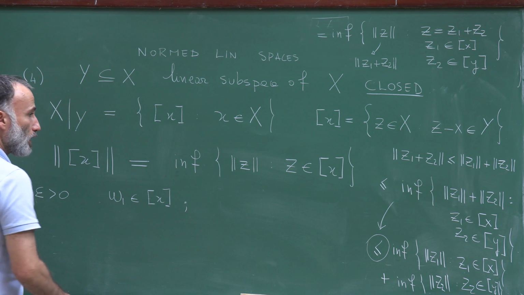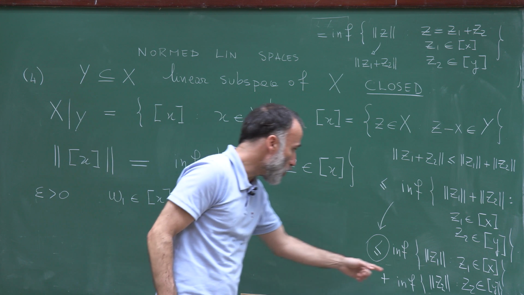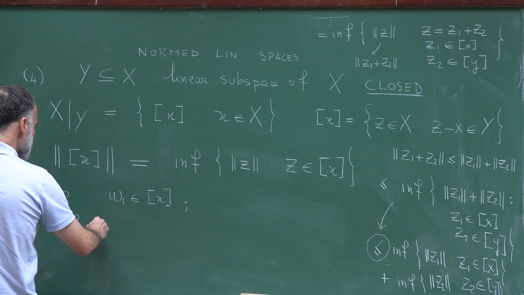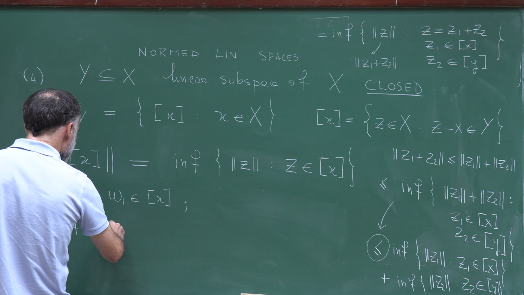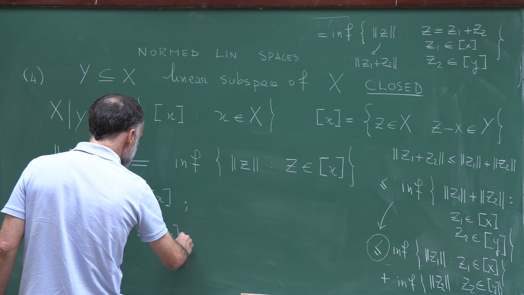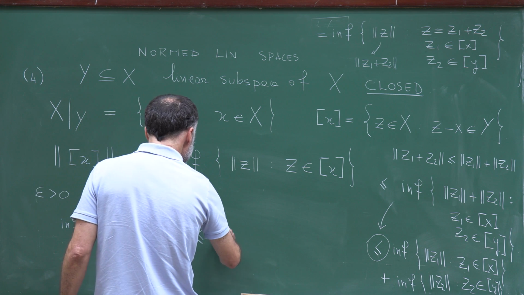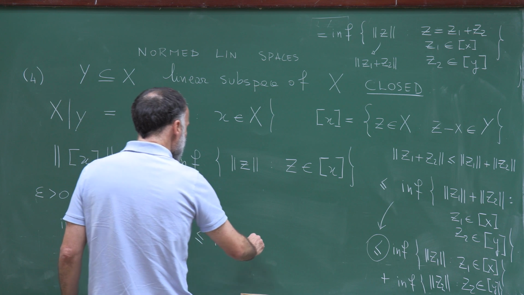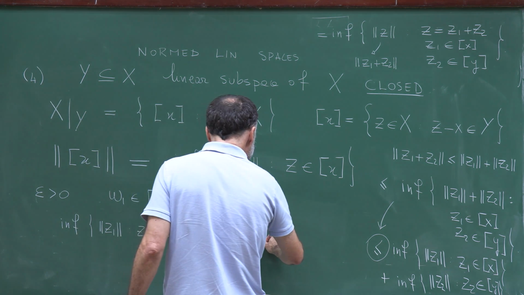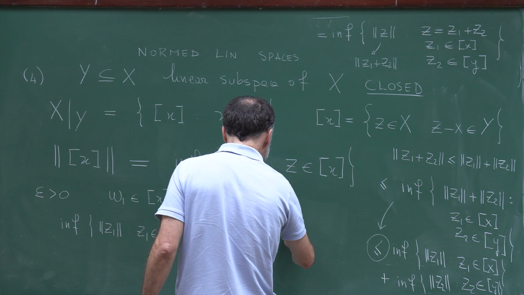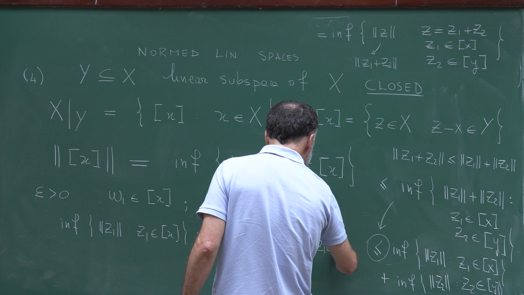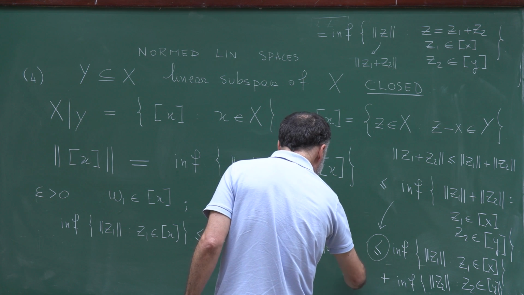such that the norm of W1 almost attains this infimum. This means that the infimum, which appears over there, which is the infimum of the norm of Z1 such that Z1 is in the equivalence class of X, is certainly less or equal than the norm of W1, but I can choose one which almost attains this infimum, so this will be less or equal than the infimum of the norm of Z1, such that Z1 is in the equivalence class of X, plus epsilon.